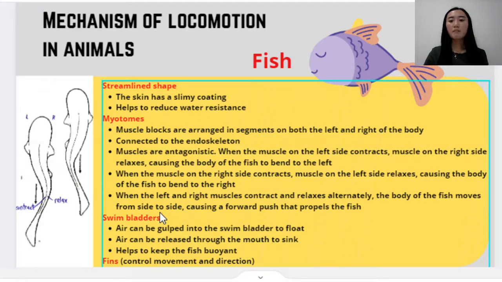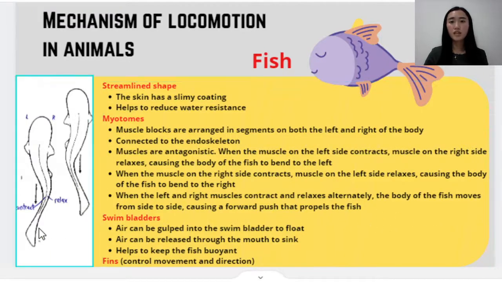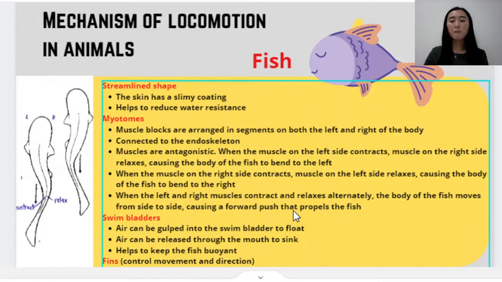When the left and right muscles of the fish contract and relax alternately, the body of the fish will move from side to side, causing a forward push that propels the fish in the water. The swim bladder of the fish helps to keep the fish buoyant. Air can be taken into the swim bladder to keep it floating on the water surface, and air can be released through the mouth of the fish to enable it to sink.